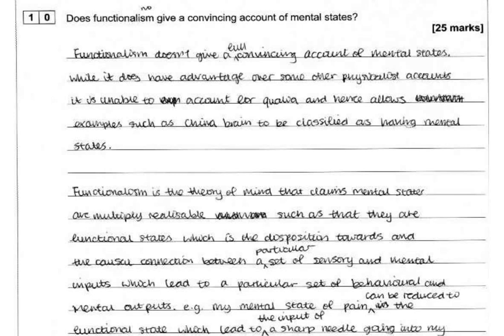So the question, this is from 2020: does functionalism give a convincing account of mental states? The person's written a really quick plan as well, which I haven't included in the video. So they've answered the question straight away, and I'll read on and then pause when I want to make a comment. "Functionalism doesn't give a full and convincing account of mental states. While it does have advantages over some other physicalist accounts, it is unable to account for qualia and hence allows examples such as China brain to be classified as having mental states." A solid introduction, it does exactly what an introduction should do.